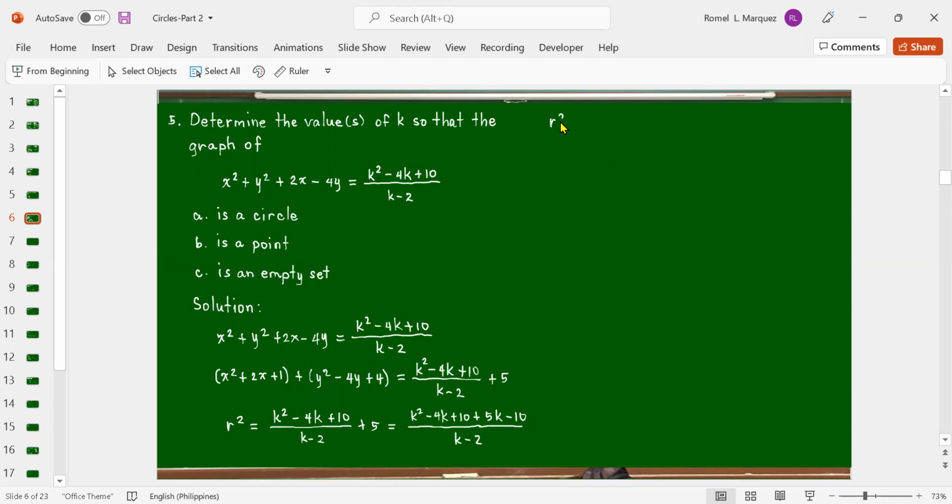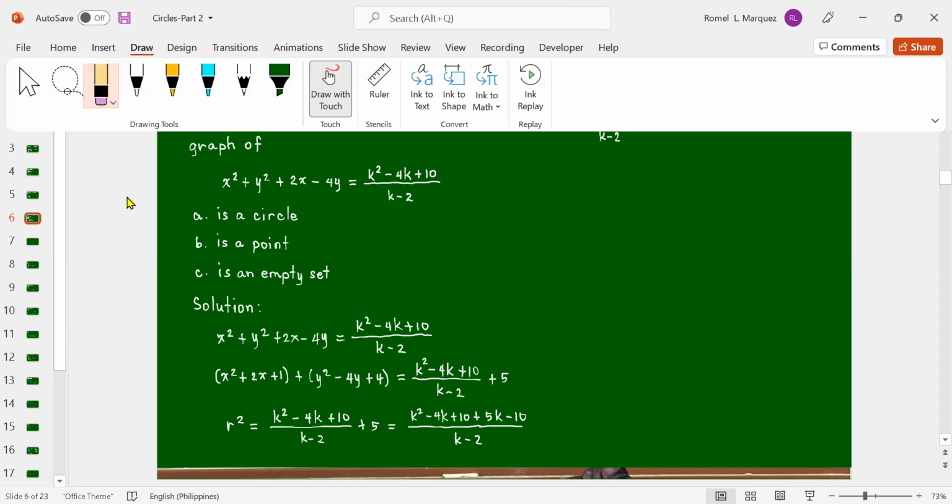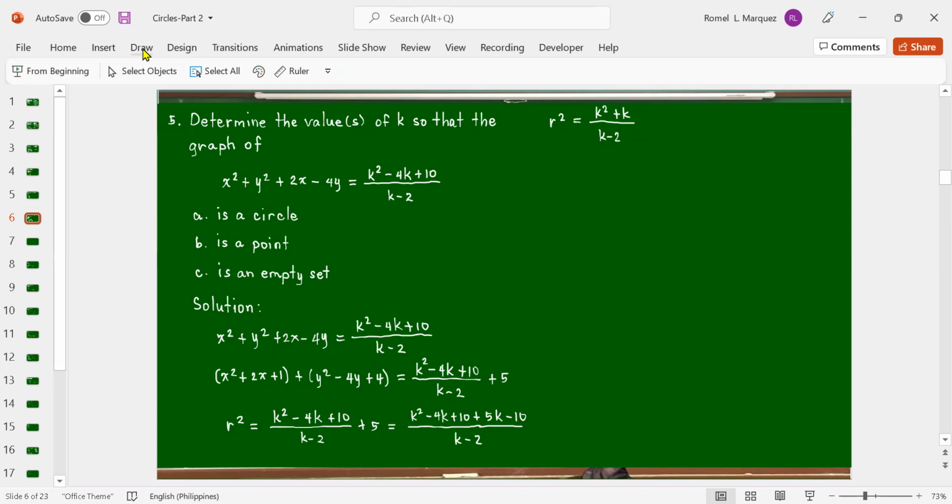Simplifying, we have r squared equals the numerator is k squared plus k all over k minus 2. Okay? Now, for this to be a circle, this must be greater than 0. Solving this rational inequality, we factor the numerator, k times k plus 1, then the denominator is k minus 2, greater than 0. Okay?